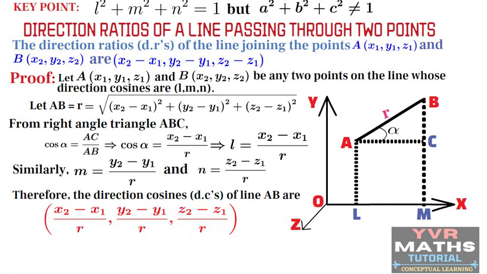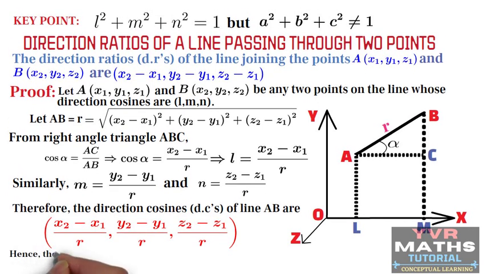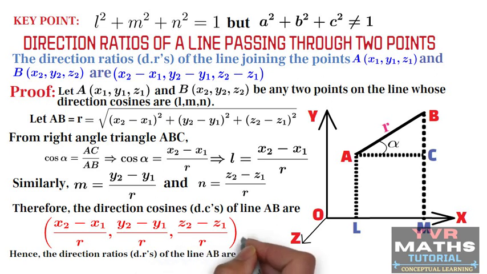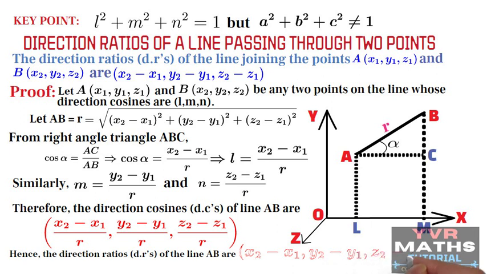If we observe this, x2 minus x1, y2 minus y1 and z2 minus z1 are proportional with these numbers. What is the proportional constant here? 1 by r is the proportional constant. Hence, the direction ratios of the line AB are x2 minus x1, y2 minus y1 and z2 minus z1.